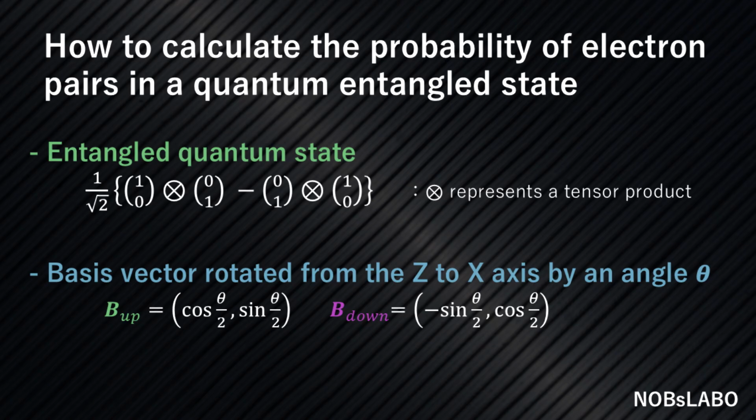As shown on the previous page, the above equation is for the state vector when electron spin is in a quantum entangled state. The basis vectors corresponding to the angle theta have already been found. The vector for spin up is vector cosine theta over 2, sine theta over 2, and that for spin down is vector minus sine theta over 2, cosine theta over 2.